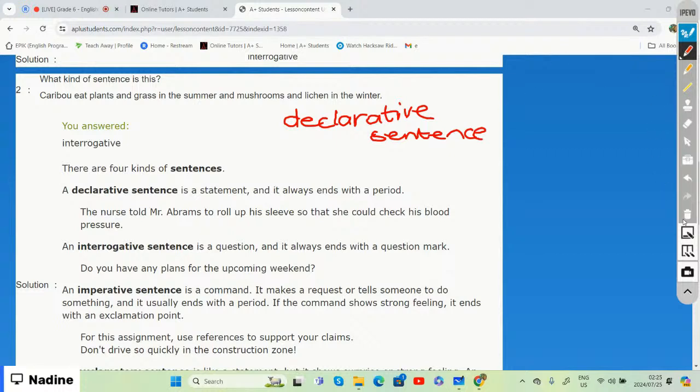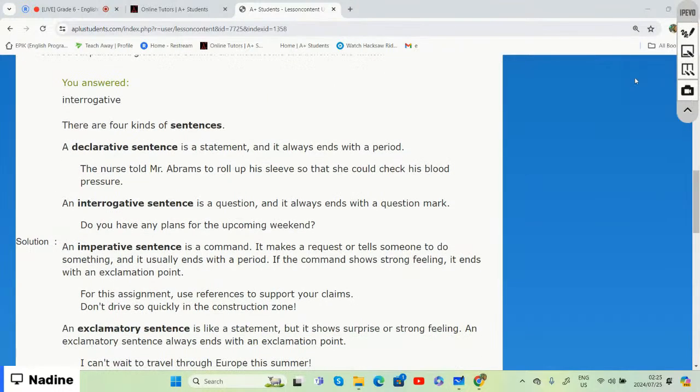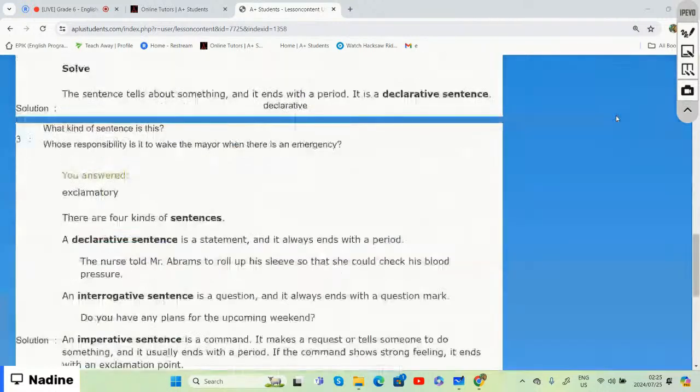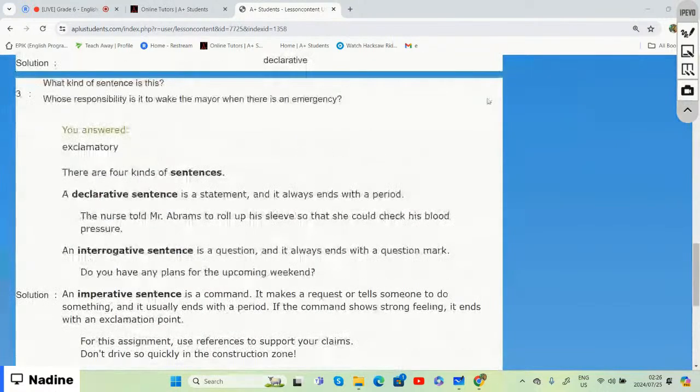All right, let's do the last activity and then we go to our test. It says, what kind of sentence is this? Whose responsibility is it to wake the mayor when there is an emergency? We need to say if that's a declarative, interrogative, imperative, or exclamatory sentence.